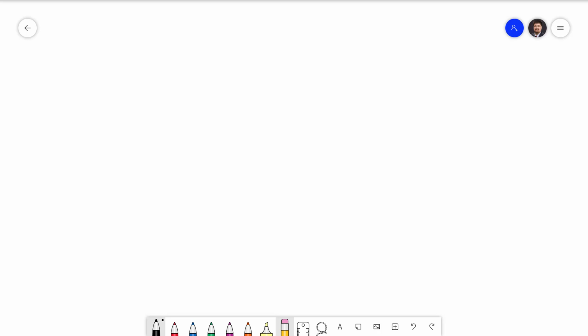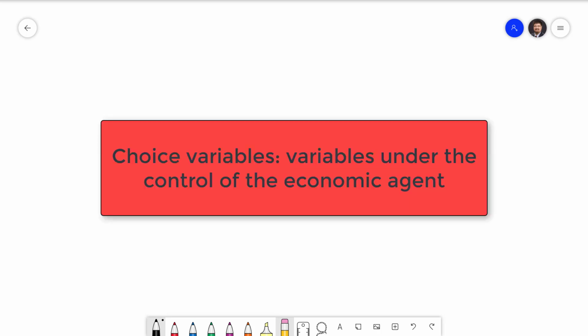When optimizing, decision makers might have different priorities. Individual people might be trying to maximize their utility, whereas firms are usually going to be maximizing profit. Optimization can also be about minimizing. A factory manager might want to minimize costs to produce a certain amount of output. Whatever kind of optimization problem we're doing, the economic agent has control of certain things, which we call choice variables.